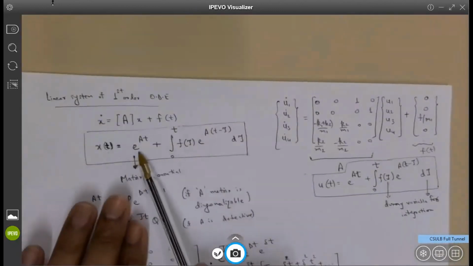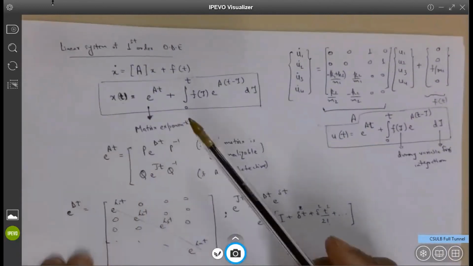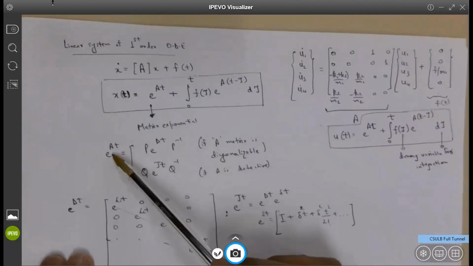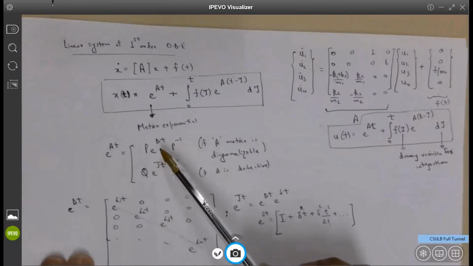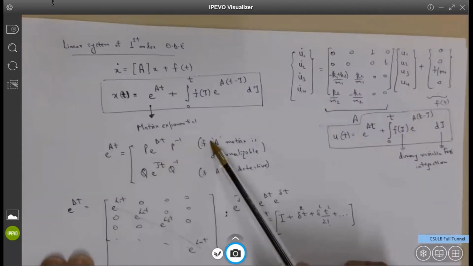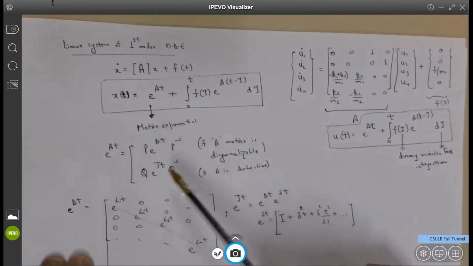Now I have just written some terms here, like the matrix exponential. I was just explaining how to compute the matrix exponential. Again, we need to find the P matrix and the D matrix if it is diagonalizable, and Q and J if it is defective. And this is how we can compute it.